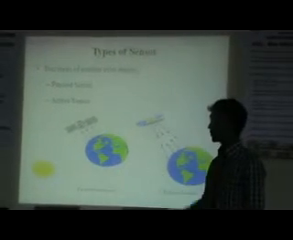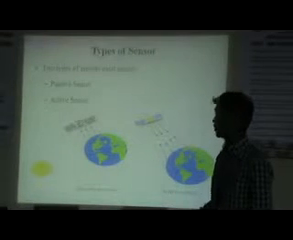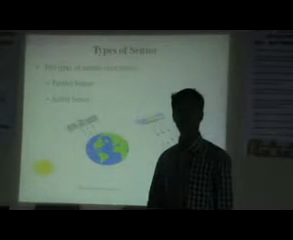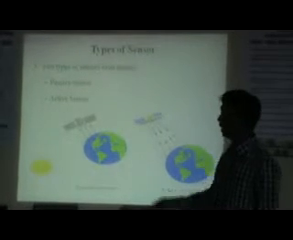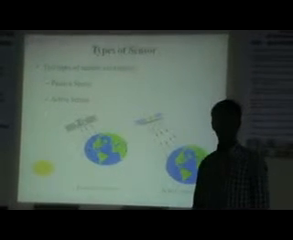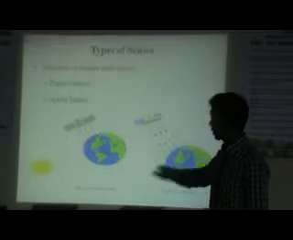Then the next topic is types of sensors. There are two types of sensors available: passive sensors and active sensors. A passive sensor needs its energy from an external resource, like a satellite antenna or a solar panel. We can get the energy from the solar panel. That is called a passive sensor.